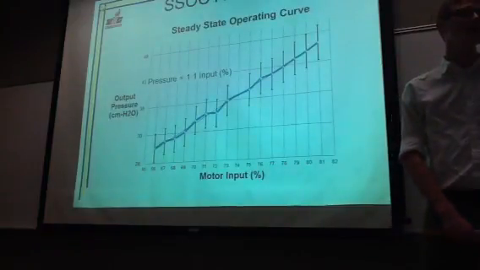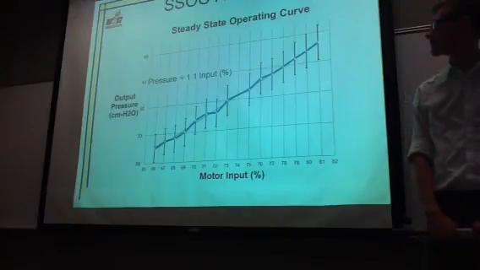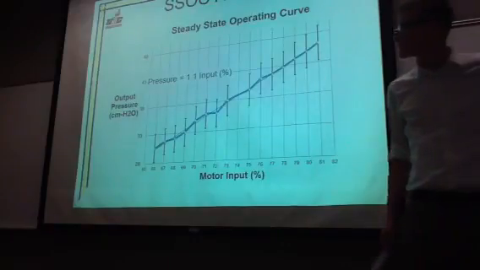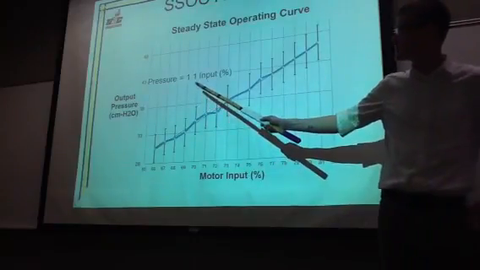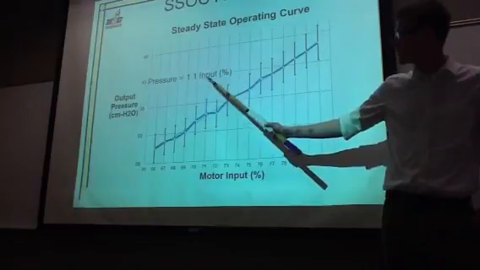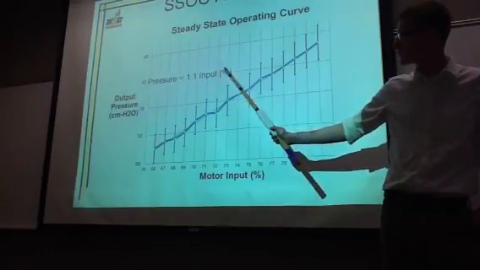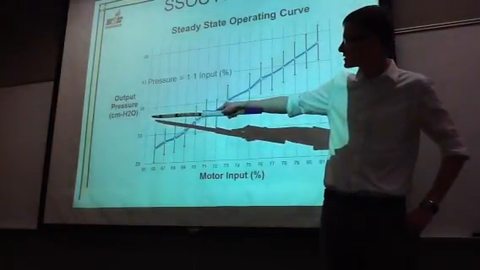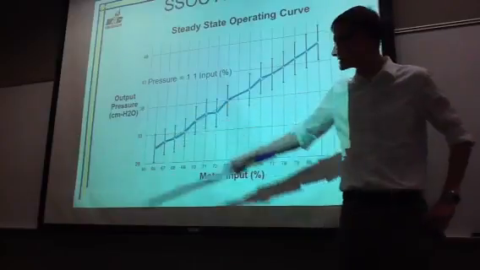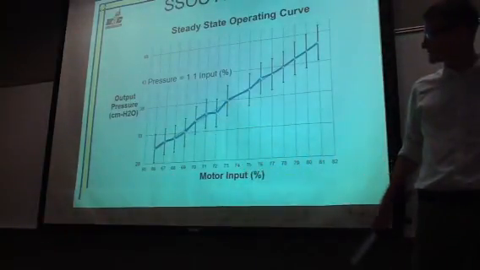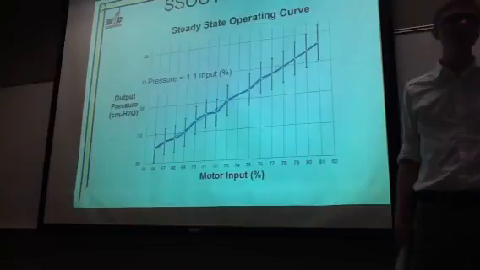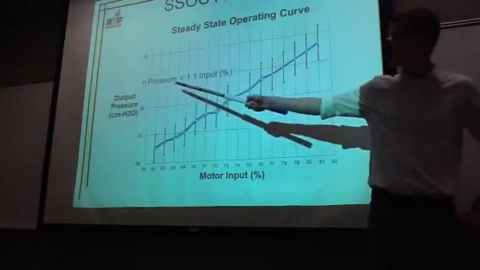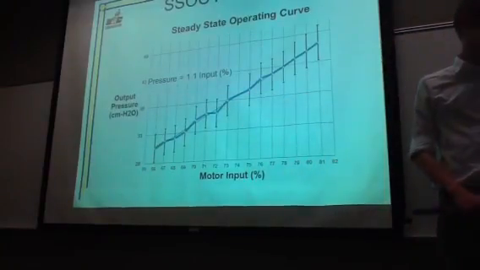For all of the data that we obtained for our steady state operating curve range, we were able to construct this steady state operating curve. We were able to determine that the pressure was a function of 1.1 centimeters of water per percent. You can see that here by the fact that the output pressure is measured in centimeters of water on the y-axis, and the x-axis displays the motor input in percent of power. Therefore, the slope of the line, which is what determines the pressure, is 1.1 centimeters of water per percent.